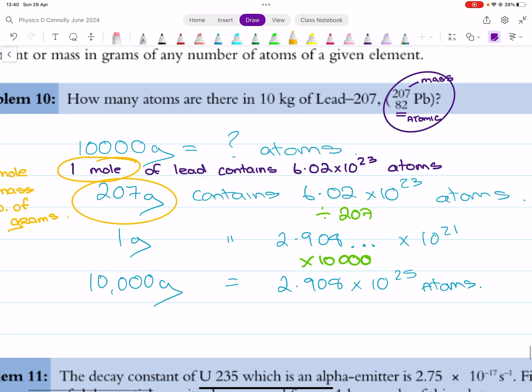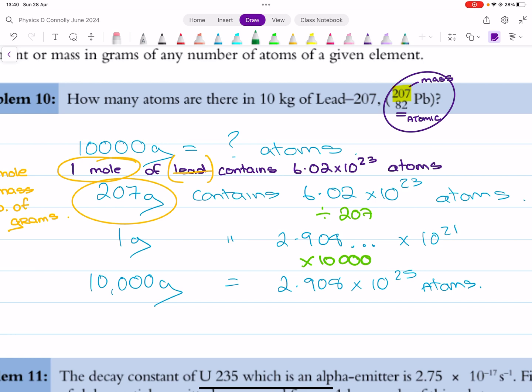It doesn't have to be lead. 1 mole of any element contains Avogadro's number of atoms. In this case, 1 mole, you get it from here, is your mass number. So 207 grams contains 6.02 by 10 to the 23 atoms.